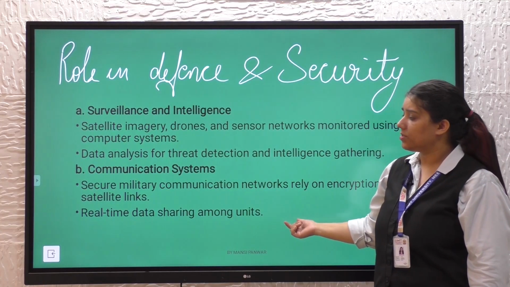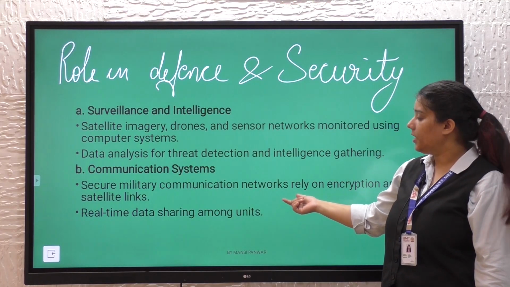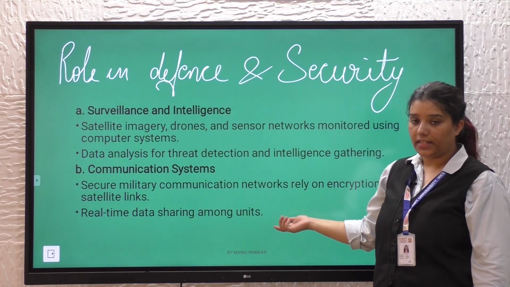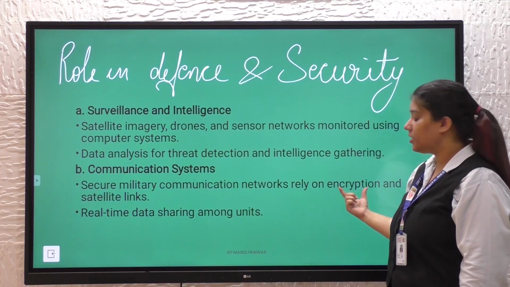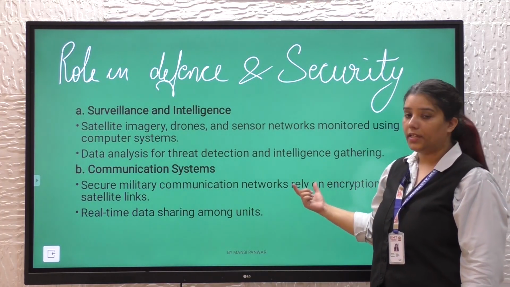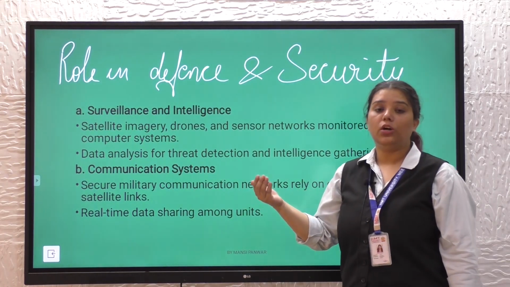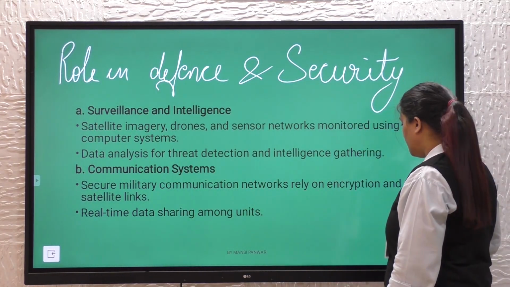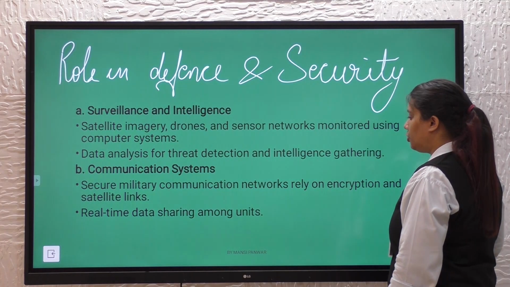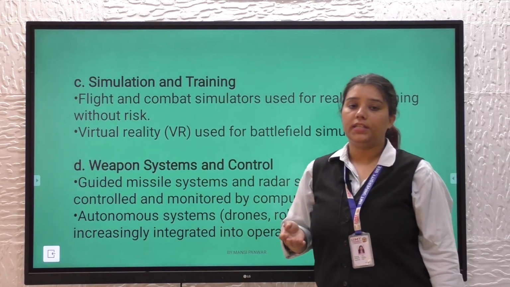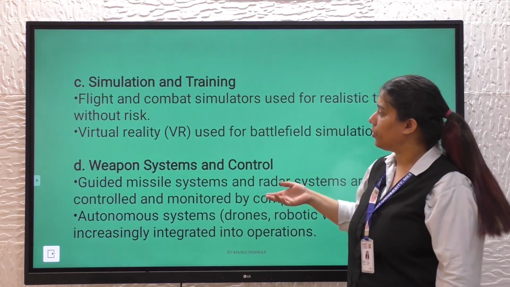Next is communication systems. Secure military communication networks rely on encryption and satellite links. Encryption, I have told you before what it is: encrypting or coding our data into a language that cannot be stolen. Next is real-time data sharing among units. If there are two military units or two defense units, they can communicate in real time using a computer.